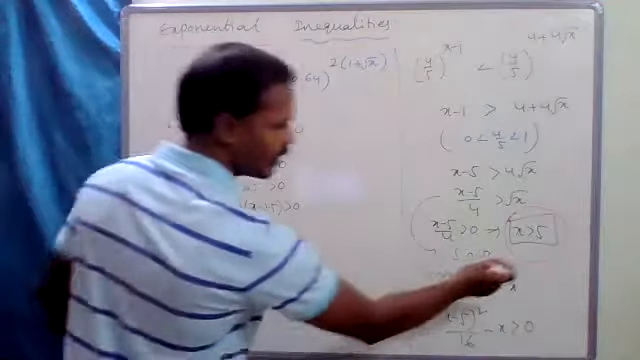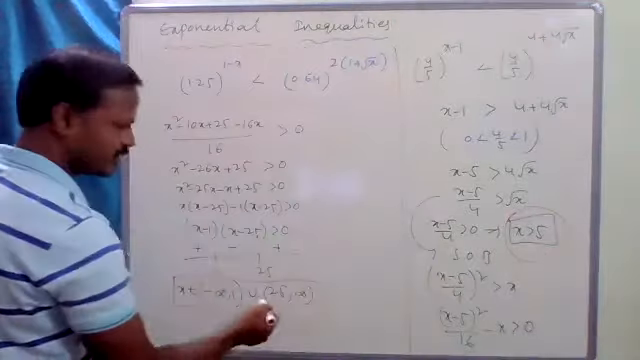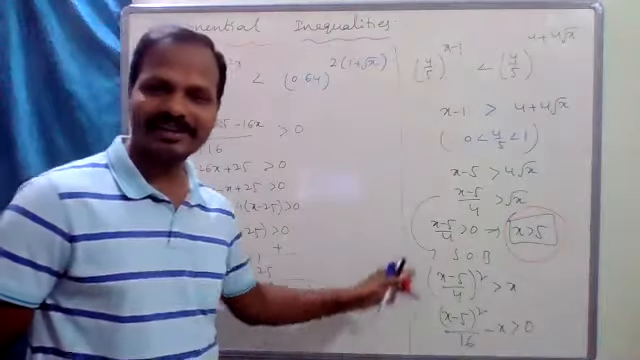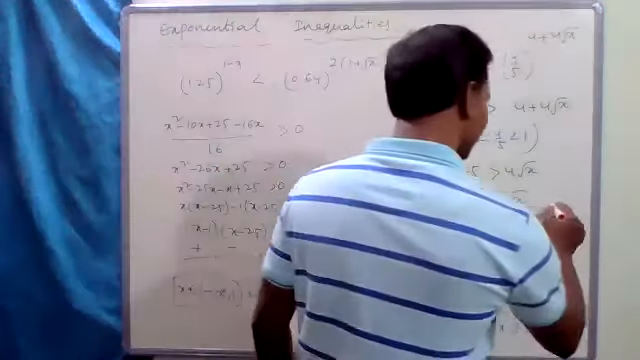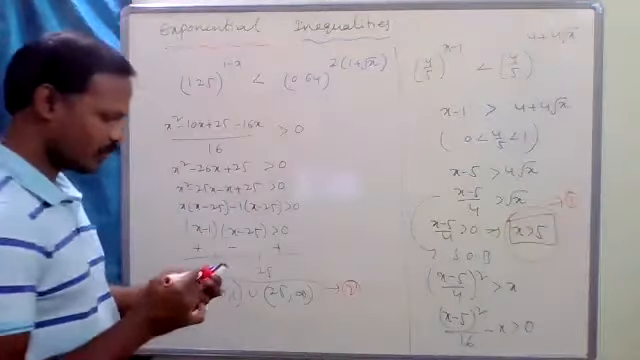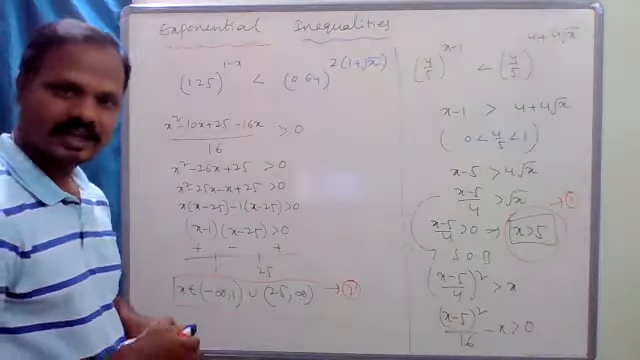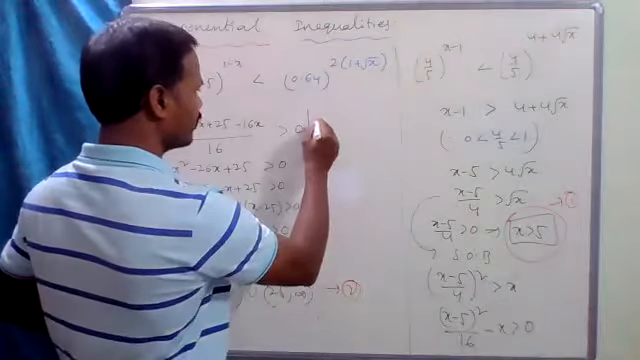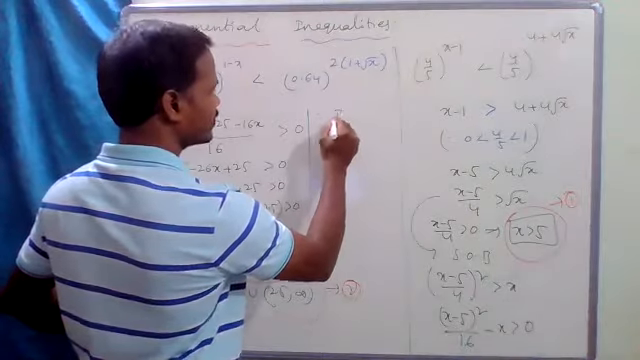So what do you have to do? You have to apply the intersection of these two. So this is 1, this is 2. What do we have to do? The intersection of 1 and 2. So therefore, the intersection of 1 and 2.